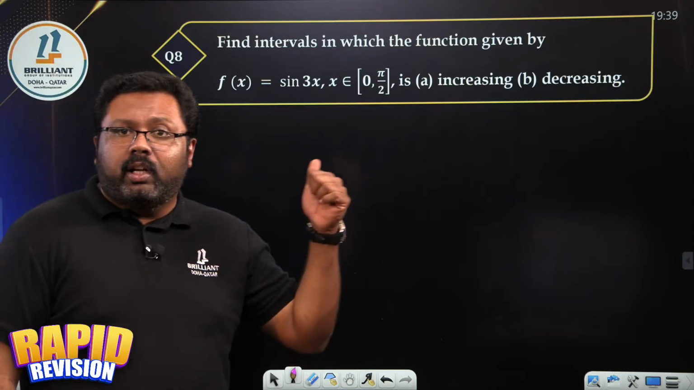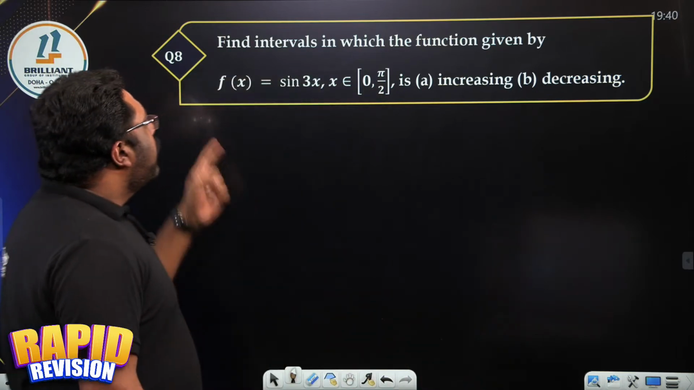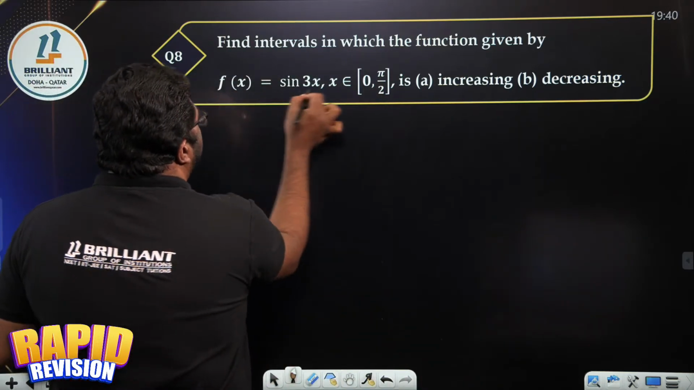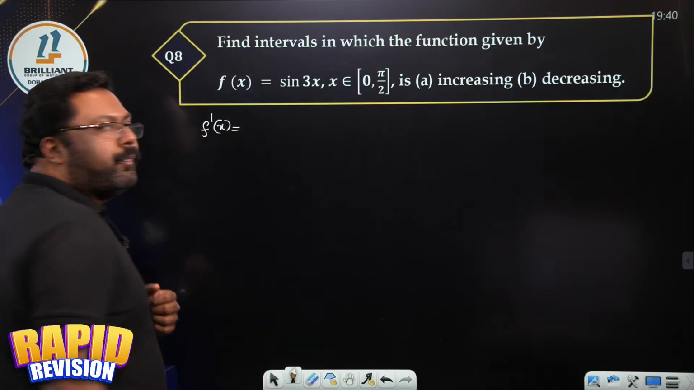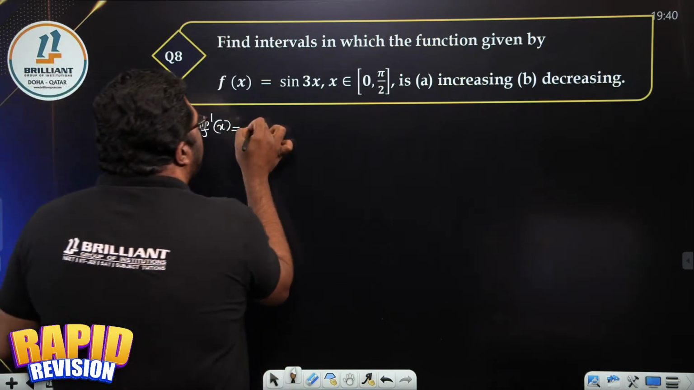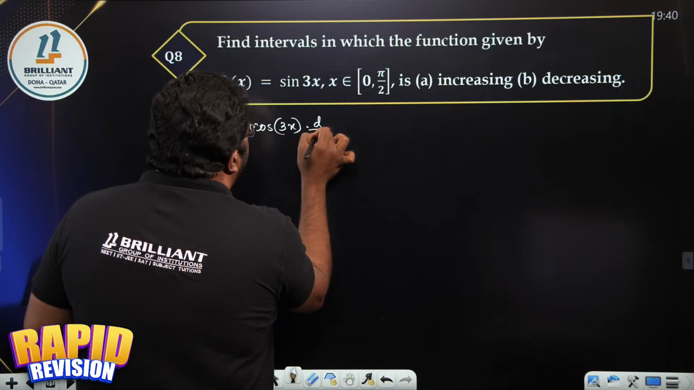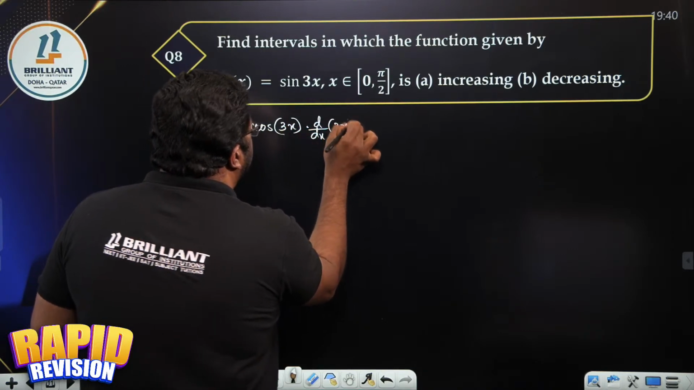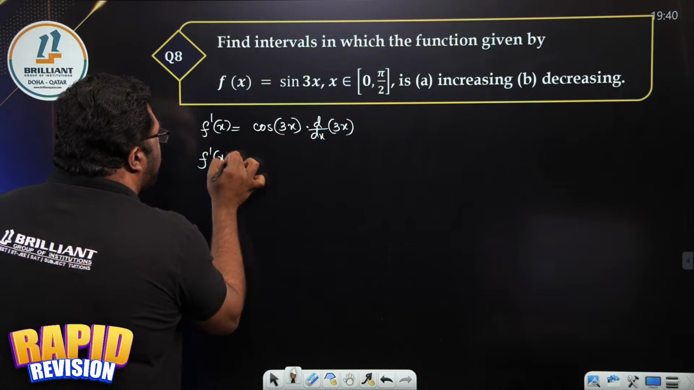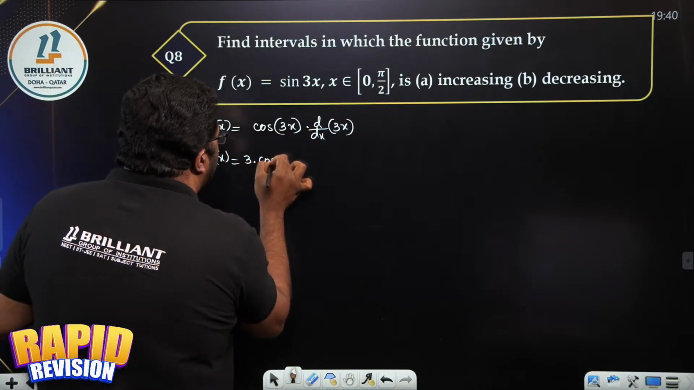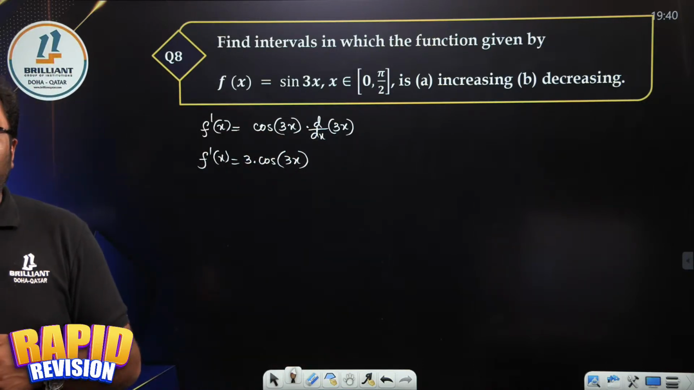Question 8, trigonometry, 3 marks. Read it. f of x equal to sine 3x. So what is f dash of x? f dash of x is the derivative of sine 3x, which is cos 3x into the derivative of 3x. Chain rule. f dash of x is equal to 3 cos 3x.